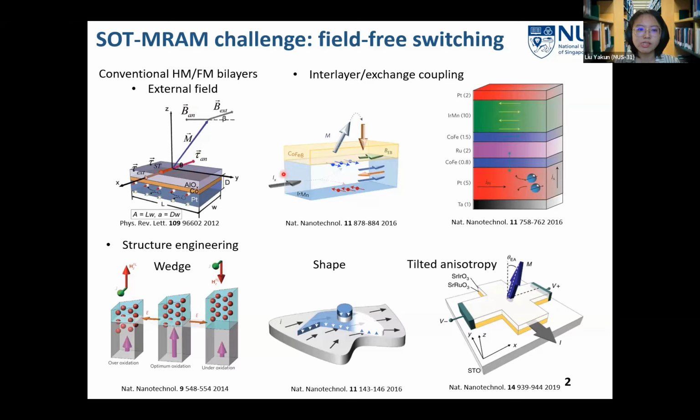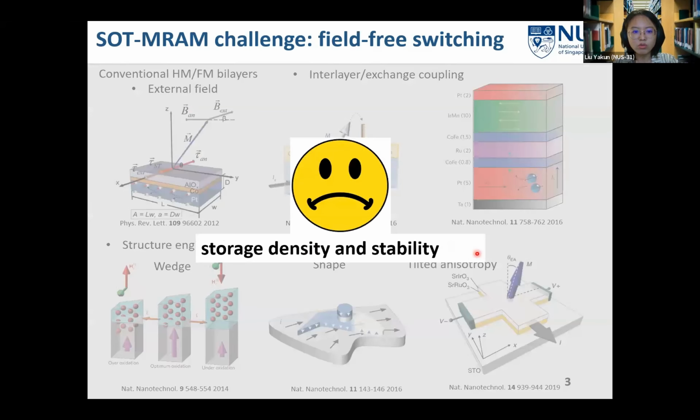So in recent years, researchers have employed many methods, such as interlayer exchange coupling and also structural engineering, to overcome this limitation. However, all of them require complicated device fabrication processes or require an additional magnetic layer, which reduces the storage density and the device endurance.